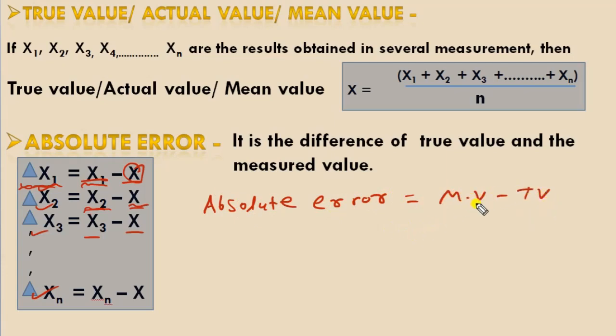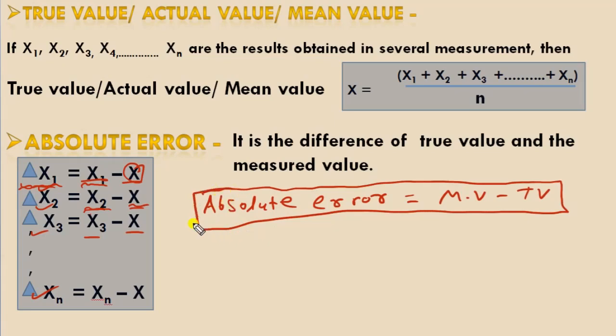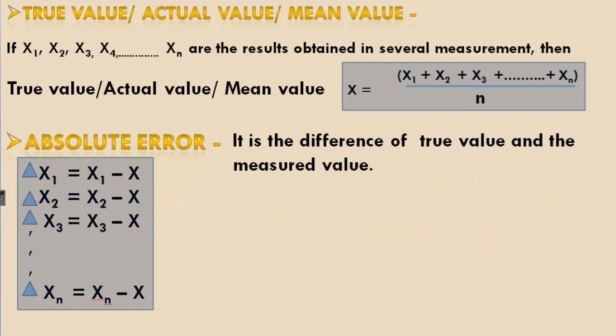In some books it is also given as true value minus measured value. It doesn't make any difference. Yes, there is a difference in sign, but some authors write this as the formula for absolute error, while some other authors write it as true value minus measured value. I would suggest you follow this formula: absolute error is measured value minus true value, and it can be positive as well as negative.